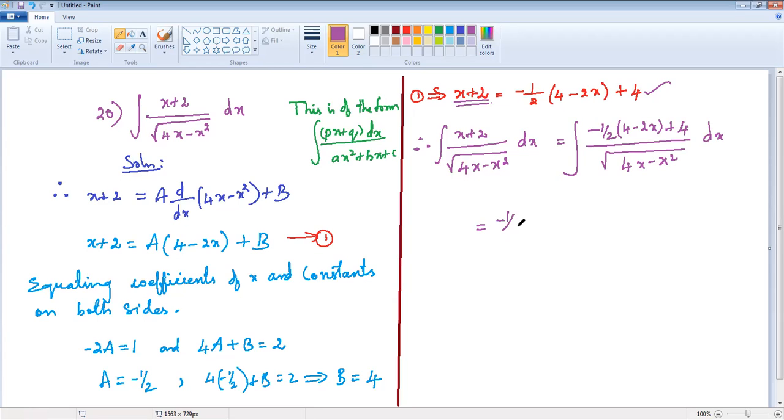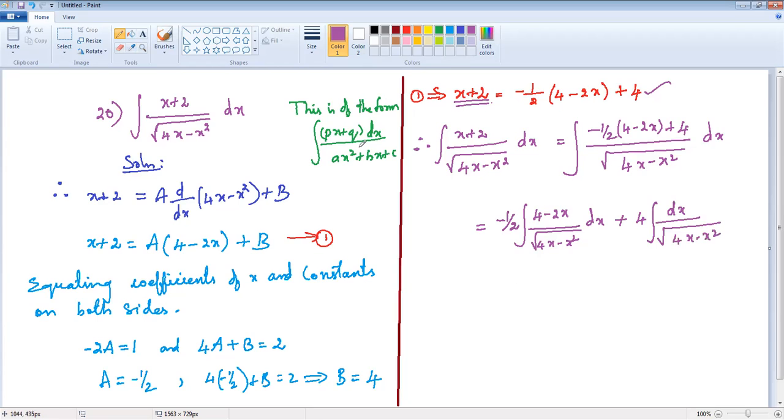For the first term by the denominator it is (4 minus 2x), with the minus 1 by 2 we took out, by square root of 4x minus x square into dx, plus the next one is 4, right? The next term is 4 into dx. For 4 you take both sides, so it is dx by square root of 4x minus x square.